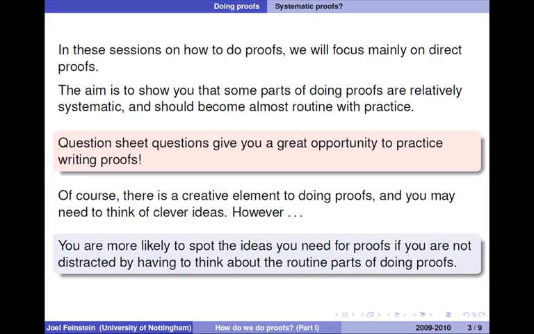But when you do have to come up with ideas, it will help if you're not having to think about the systematic elements of doing the proof. If those bits come automatically, then you'll have more resources available to try and think of the ideas that you need.